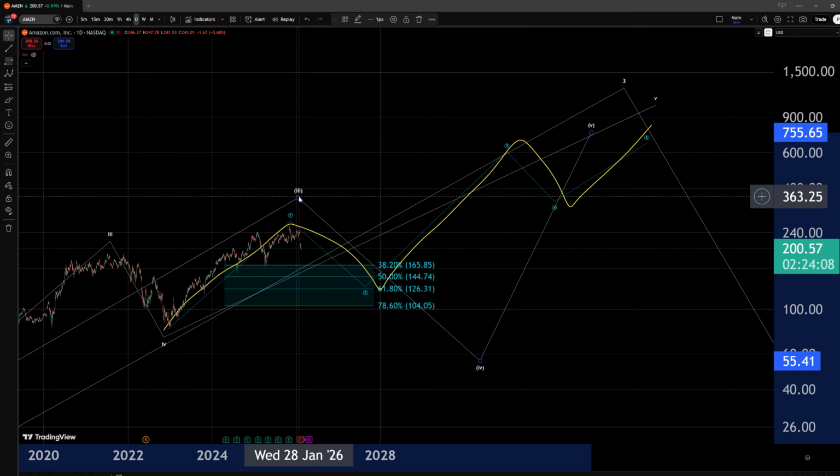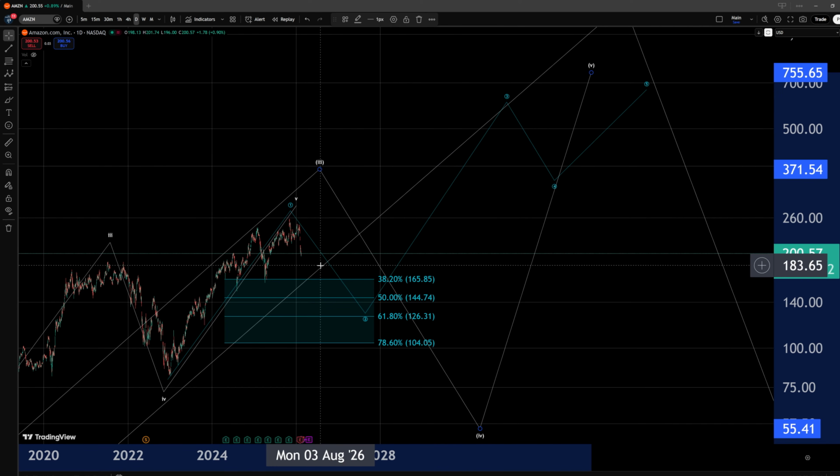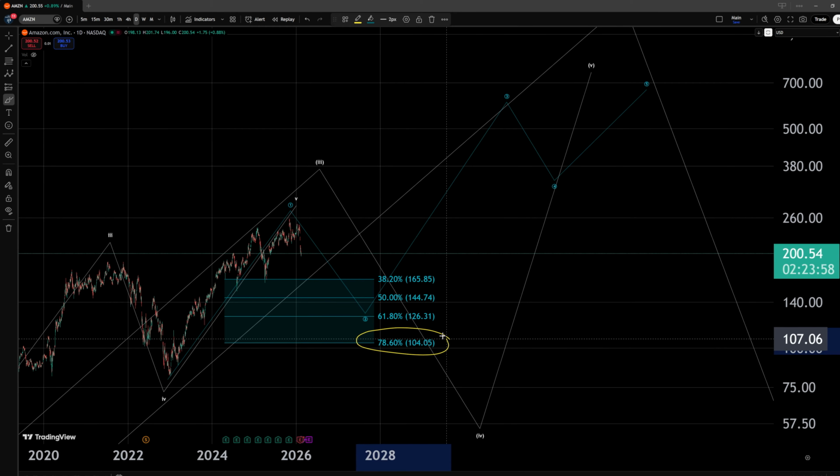That is why it is called an extension. But for this idea, I would strongly expect to reach the area of support that starts at the $165 and goes all the way down to the $104 at the 78.6% retracement. And as long as we hold here, this last level of support, we can still track with the same high probabilities continuation to higher prices.